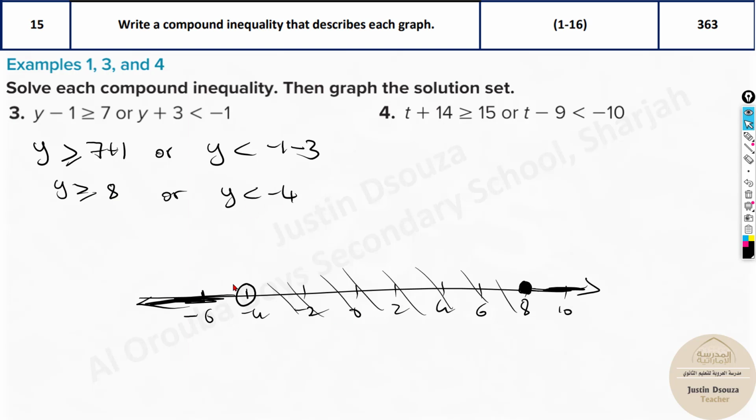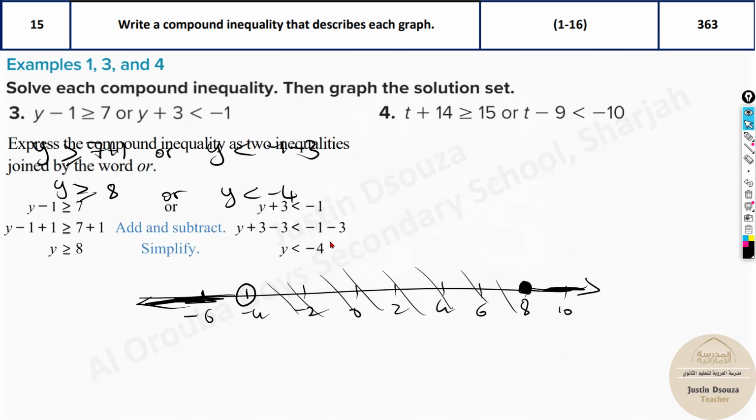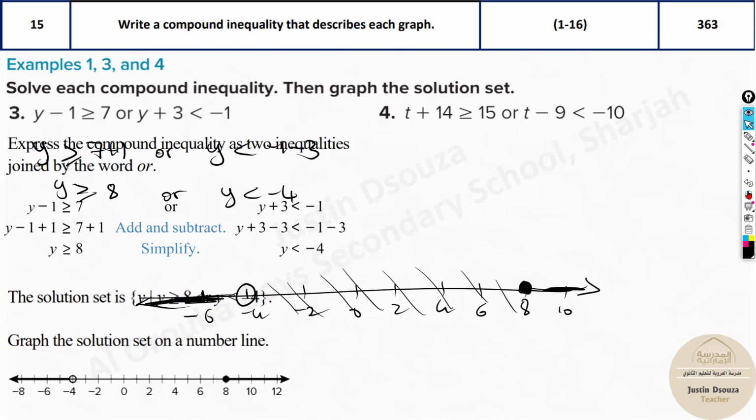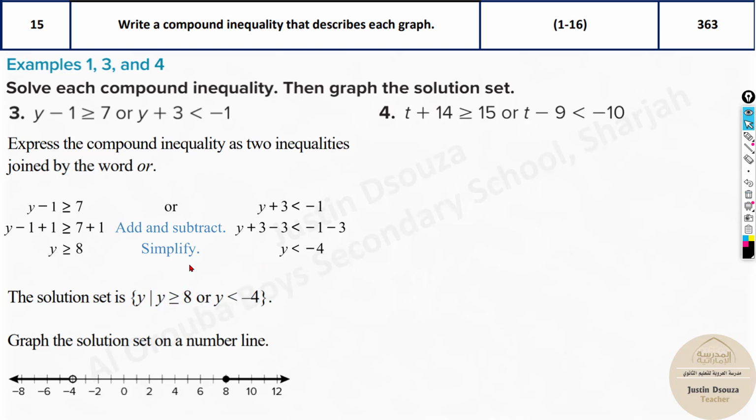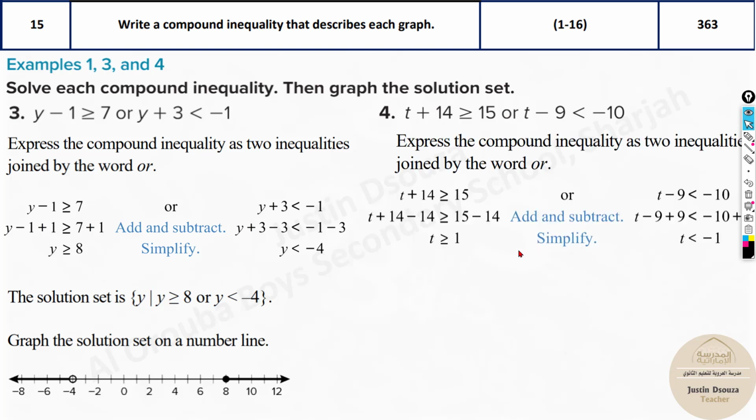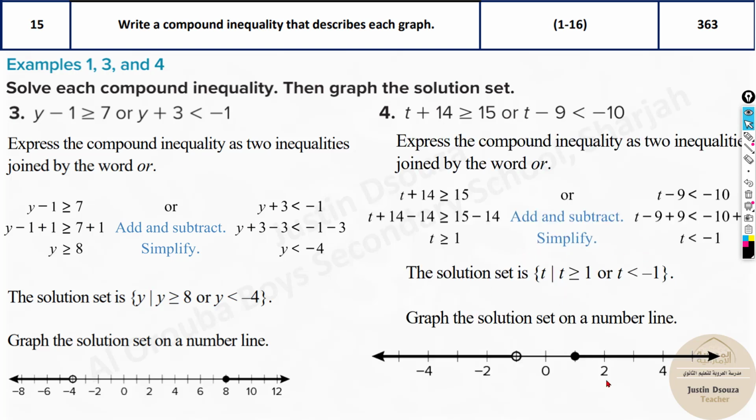y is less than negative 4 is one part of the solution, or y is greater than 8. That's it. See here, there are two separate things. You don't write them together. They're separate. You should write OR, and this is the answer. Same way over here, you will get two separate answers. You write OR and differentiate it, and when you graph it, it will be like this. This is how we solve them.